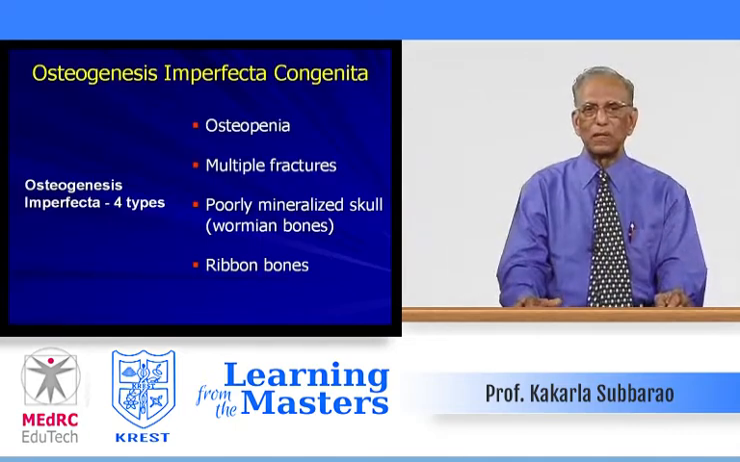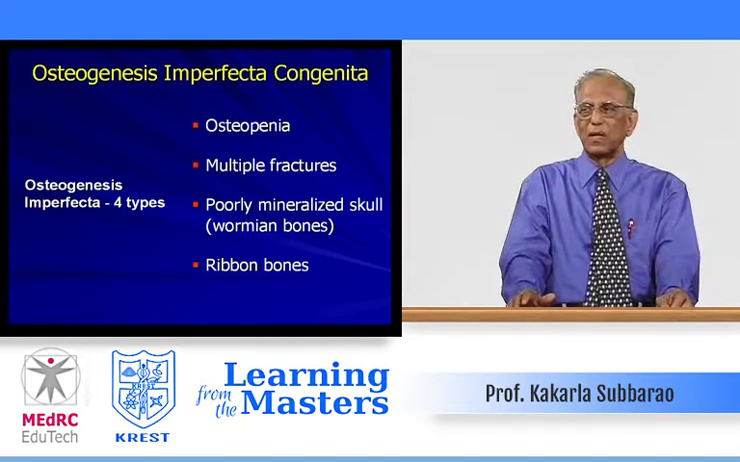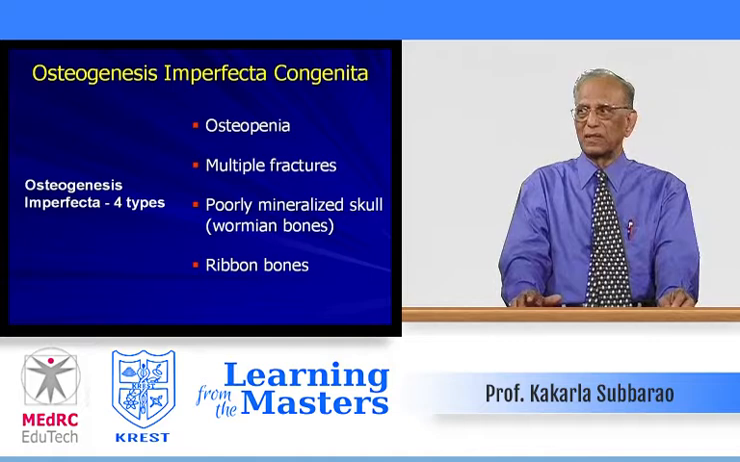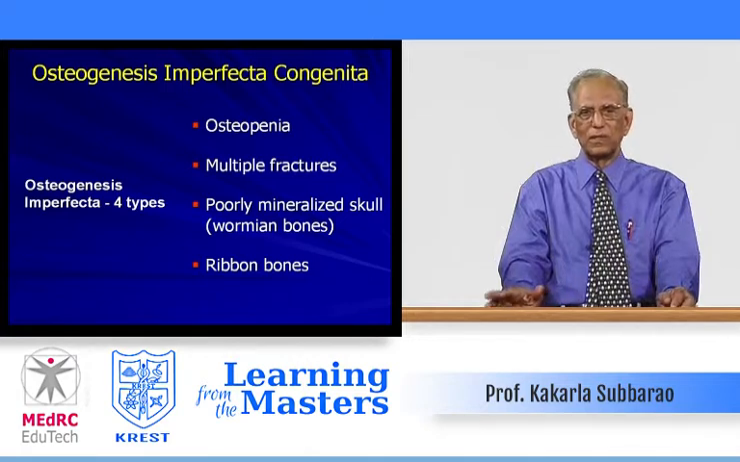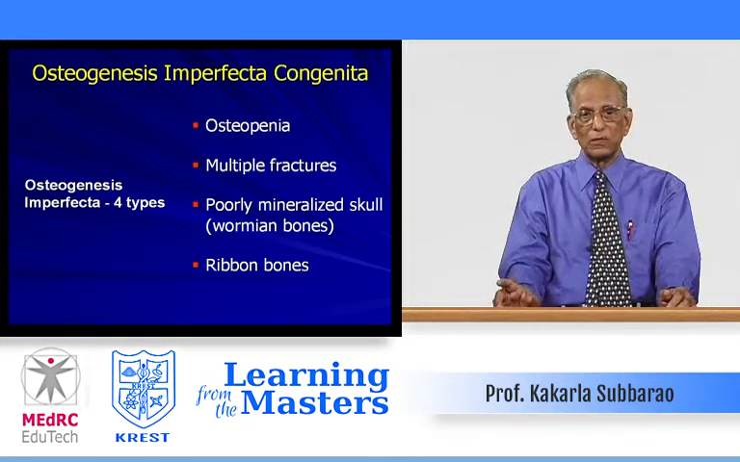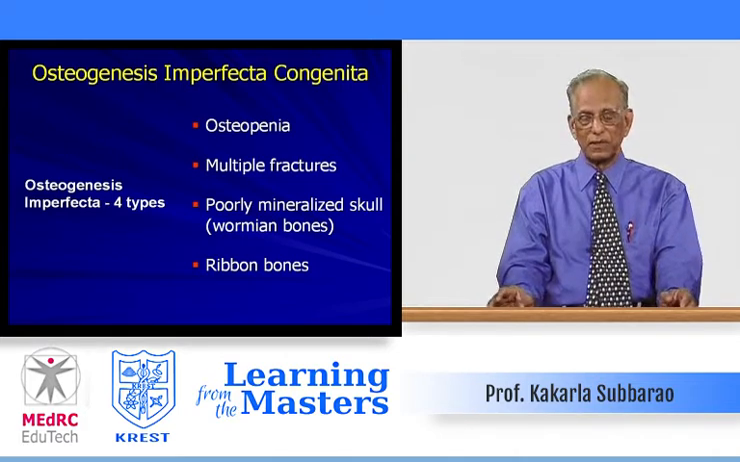Now we come to another entity called Osteogenesis Imperfecta Congenita. And then there are 4 types, or 4 degrees, or 4 stages. Osteopenia is common. Multiple fractures are common. Poorly mineralized skull, wormian bones. Here also you get multiple wormian bones. Ribbon-like ribs, thin.